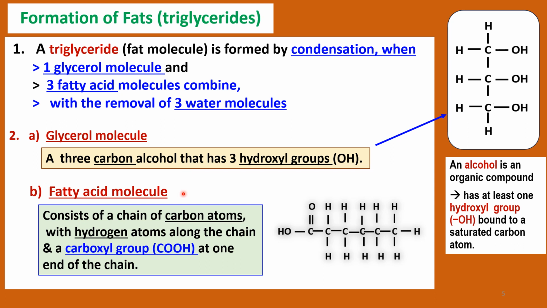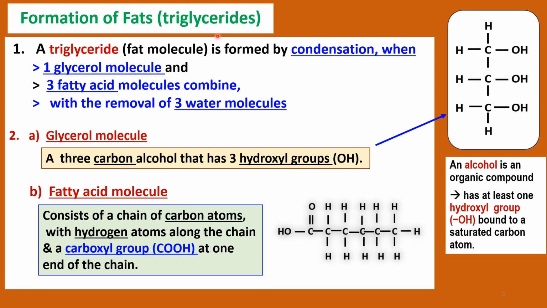As for fatty acid, what is in a fatty acid molecule? So a fatty acid molecule consists of a chain of carbon atoms, as shown here, with hydrogen atoms at the 2 sides along the chain, and a carboxyl group. Now this is the carboxyl group, COOH, at one end of the chain. So fatty acid molecules will have this carboxyl group at one end of the chain.